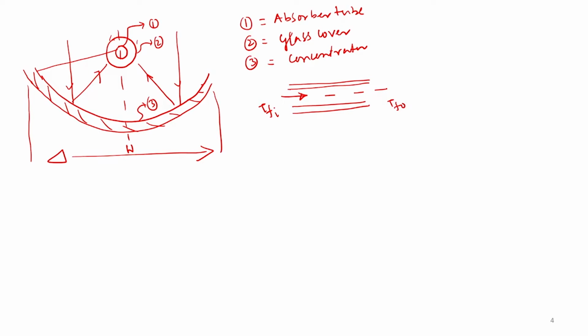So, here W is the aperture and length is L, and also we can define this rim angle if required. This is the rim angle, which is nothing but phi r. And inlet fluid temperature is Tfi, outlet fluid temperature is Tfo, and if we consider a fluid having specific heat Cp, is the specific heat of the fluid.